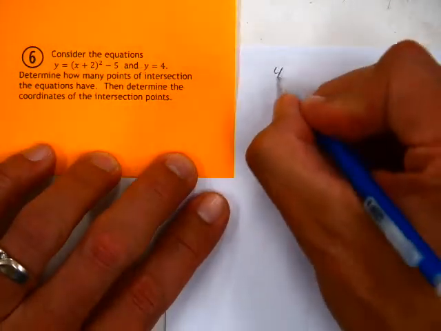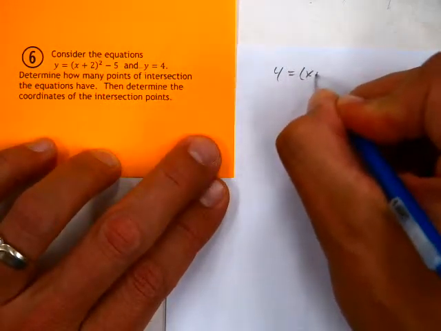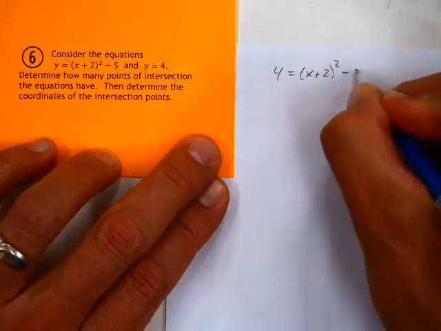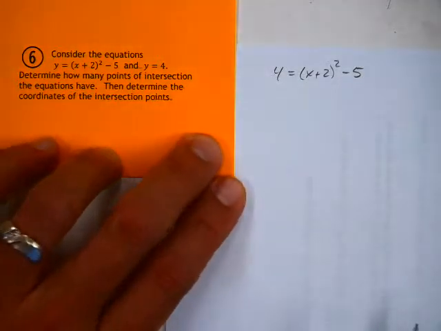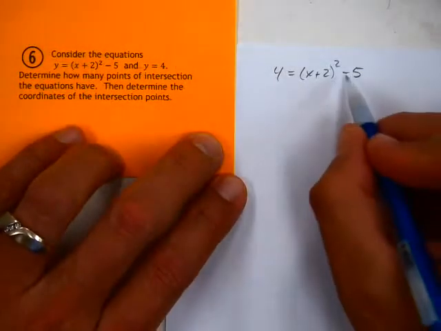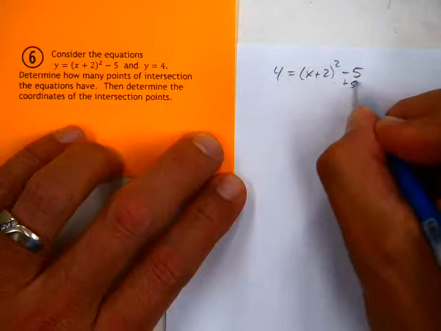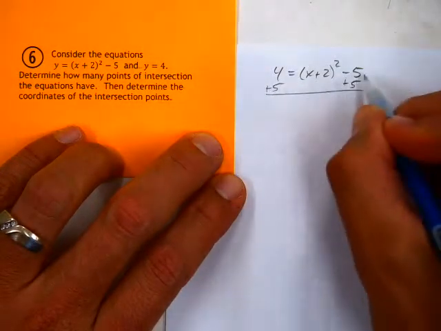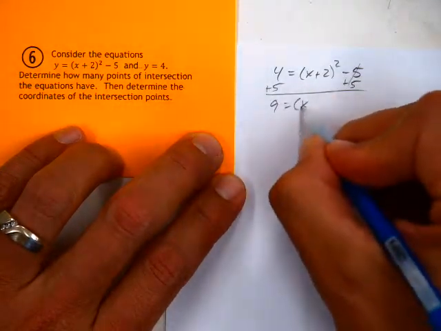If I know that y is also equal to 4, I put the 4 in place of y. So if I do that, it becomes very much like one of the problems that we've seen a lot of here recently, and that would be simply a solve for x type of thing. If I add 5 to both sides, I end up with 9 equals (x plus 2) squared.